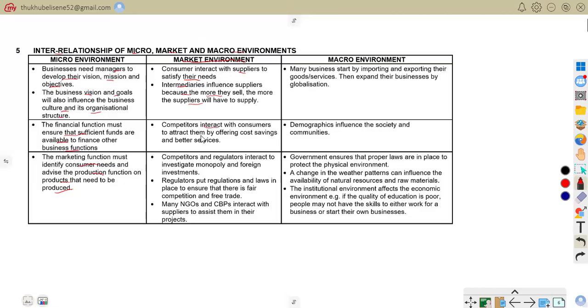Competitors interact with consumers to attract them by offering cost savings and better services.